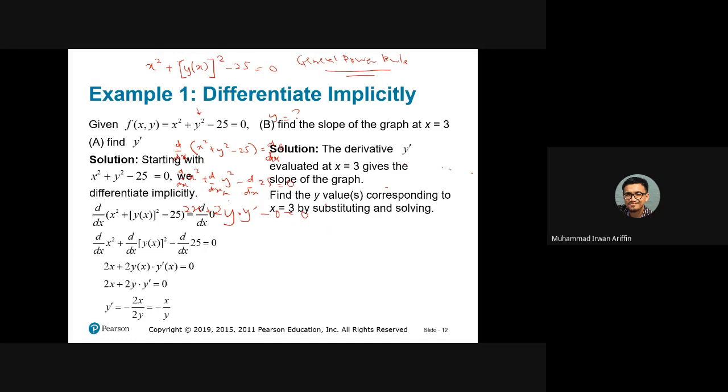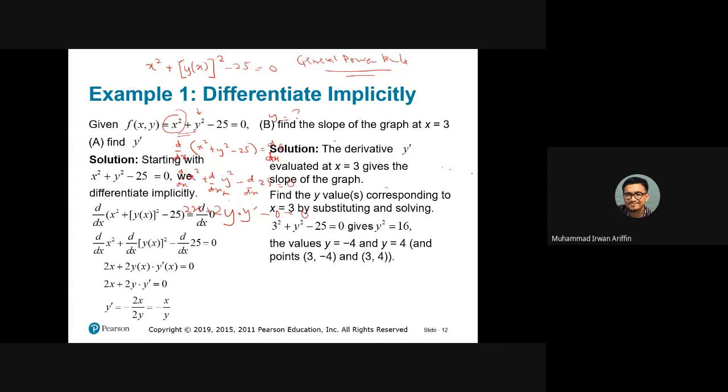So to solve this, we need to first find the y values corresponding to x equals 3 by substituting and solving from the original equation. So replace x squared with 3. So 3 squared plus y squared minus 25 equals 0. So this is 9 plus y squared equals 25, so y squared is 16. And the square root of 16 is negative 4 as well as 4. So we have 2 points.